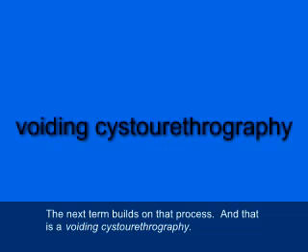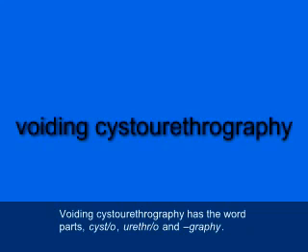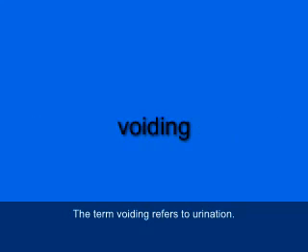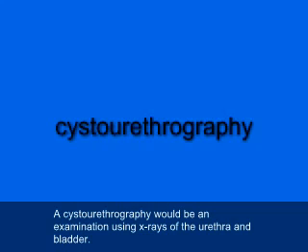The next term builds on that process, and that is a voiding cystourethrography. A voiding cystourethrography has the word parts cysto, urethro, and graphy. The term voiding refers to urination. A cystourethrography would be an examination using X-rays of the urethra and bladder.